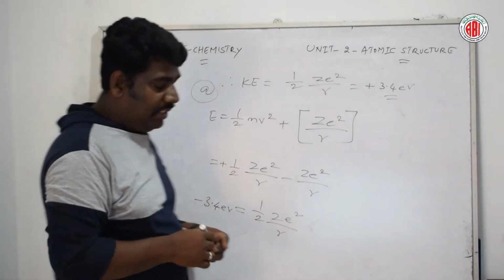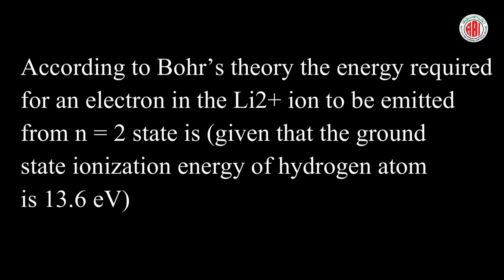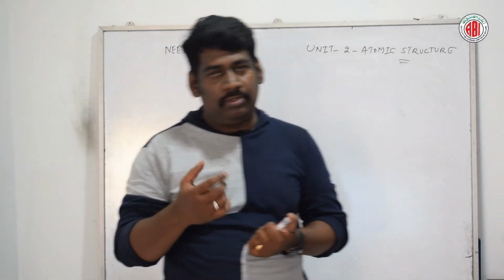Now let us go for the next question. Look at this question, guys. According to Bohr's theory, the energy required for an electron in the Li²⁺ ion to be emitted from the n equal to 2 state... Here in the question it is given that the ground state ionization energy of the hydrogen atom is 13.6 electron volt. Let us see how to solve this problem.